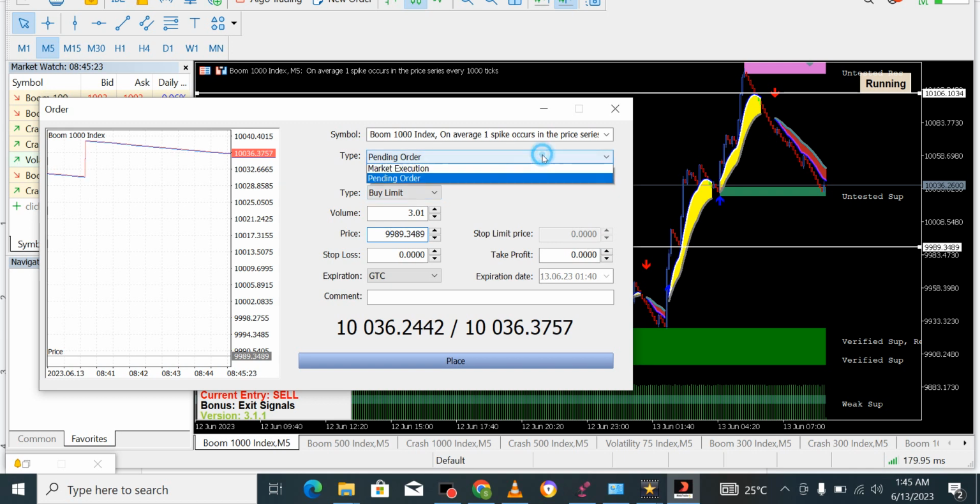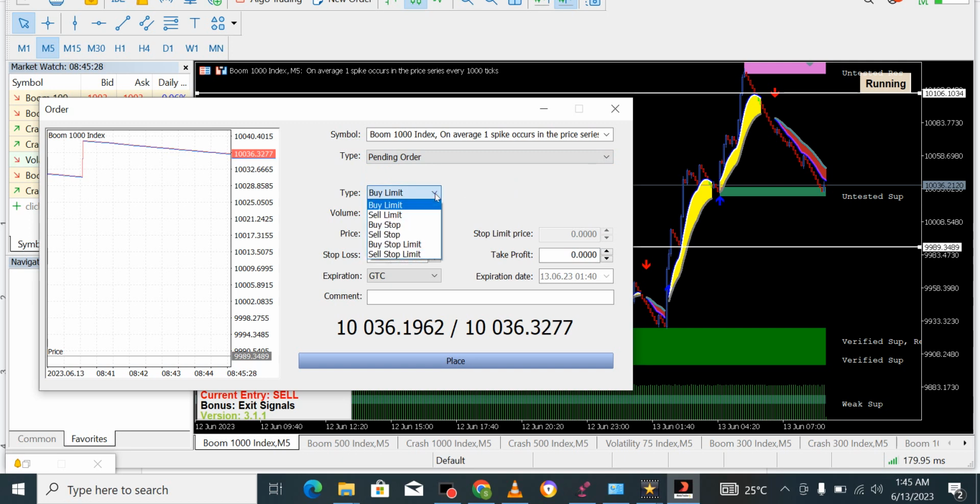Another way is that sell stop should also work for this. Sell stop will also work for this. So that is it. But for boom trading, for spikes trading in boom, it is buy limits you should use.